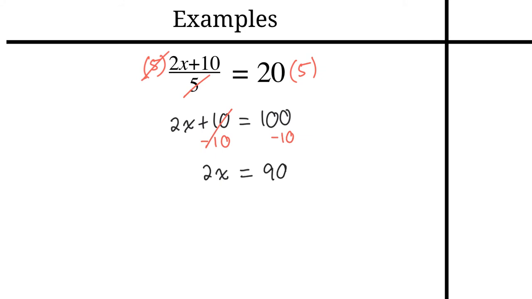And now we have one more step left. So since 2 is being multiplied by x, we need to do the opposite operation, which is division. So we're going to divide by 2. We're dividing both sides of the equation by 2. And when we divide by 2, we're going to be left with x equals 45. So the value of x is 45.